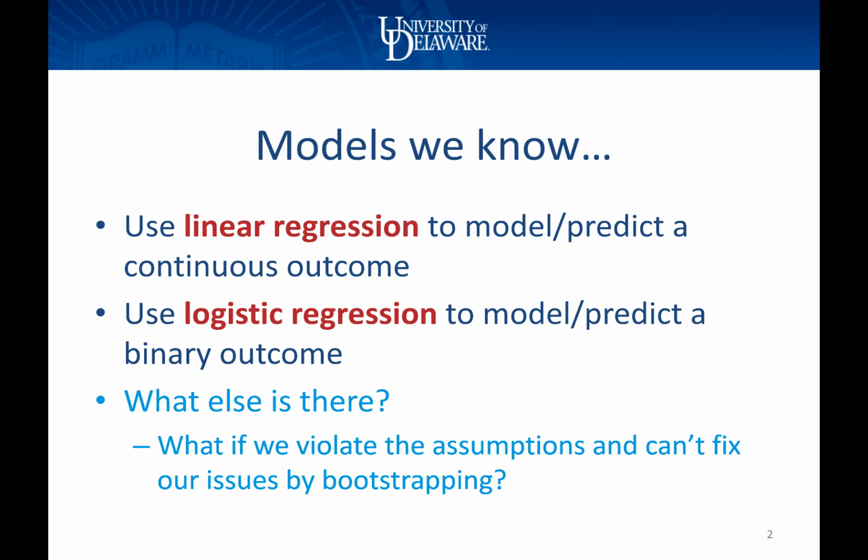But what else is there? What if we violate the assumptions of either one of these models and we can't fix those issues using bootstrapping or some other technique? Are there other options? Yes, there are. One of these very flexible options that comes from machine learning is called decision trees.